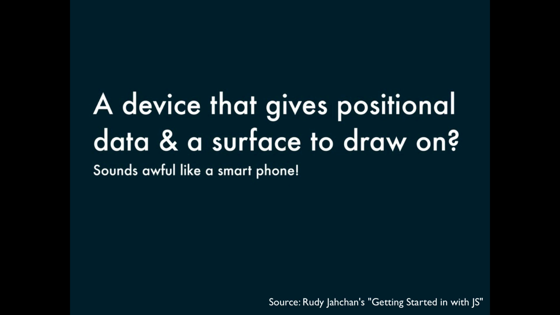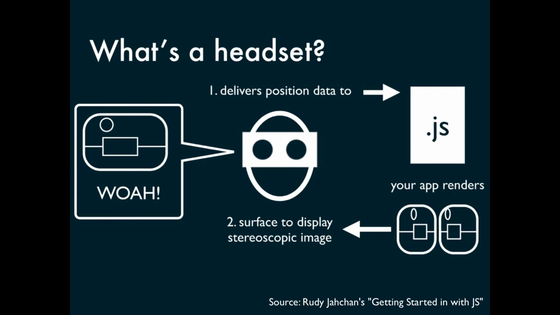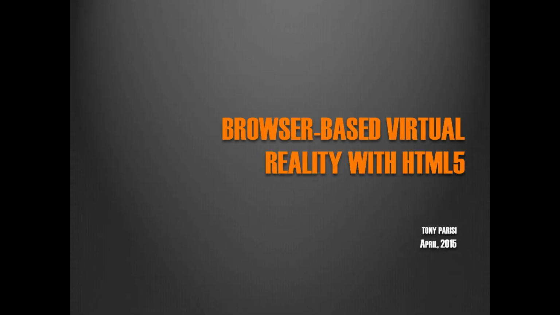Or within the HMD, it just has the same kind of phone interface. So you tap the HMD, it delivers the position data to your app. The app renders that out and sends it back in a stereoscopic barrel distortion, and then people are suddenly immersed in the 3D. That's the idea. So we'll jump into a little bit of code.